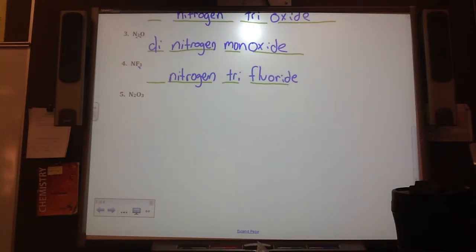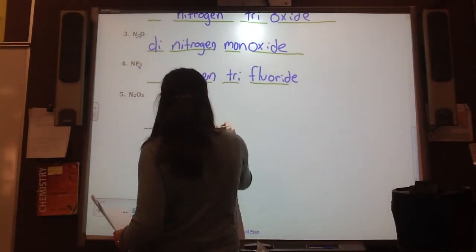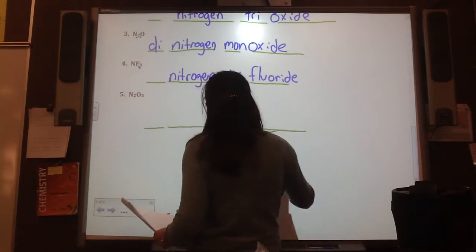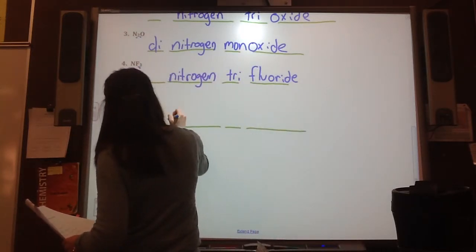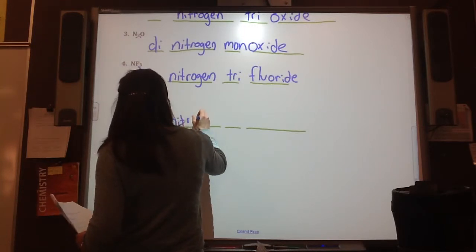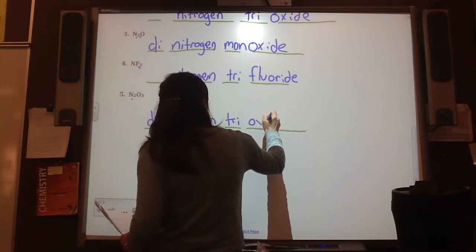All right, the next thing is prefix, name, prefix, name. So I have 2 nitrogens, so di, then nitrogen, trioxide.